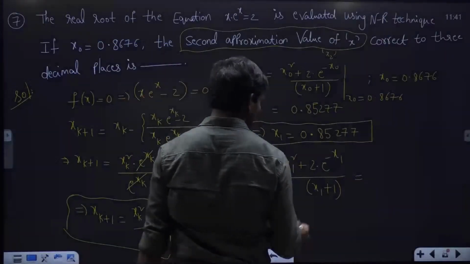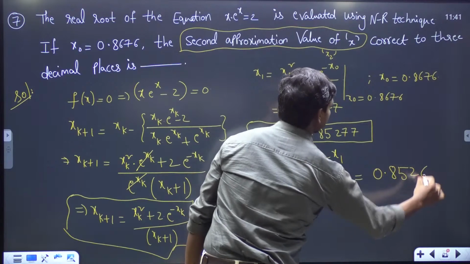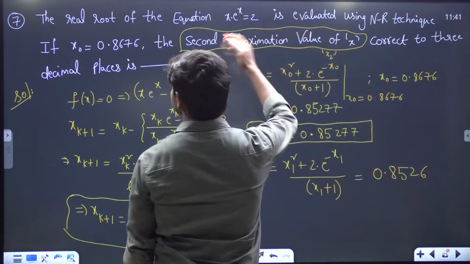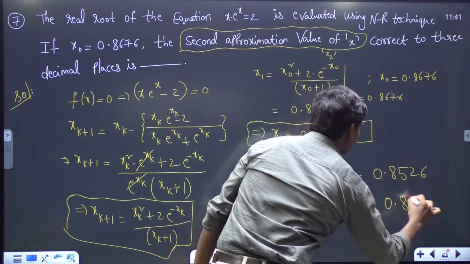0.8526. Correct? So if you round off to 3 decimal places, this value is 0.853.